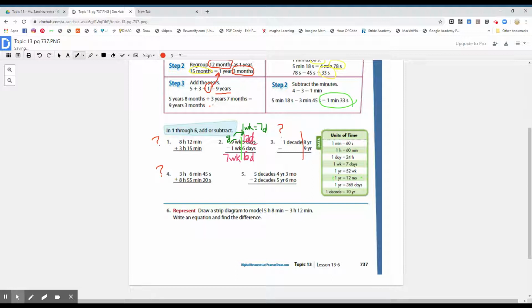5 decades, 4 years, 3 months, subtract 2 decades, 5 years, 6 months. This is a multiple step problem, boys and girls, multiple steps. All right, just remember to keep your units separate, please, for the regrouping that you need to do for subtracting, boys and girls.